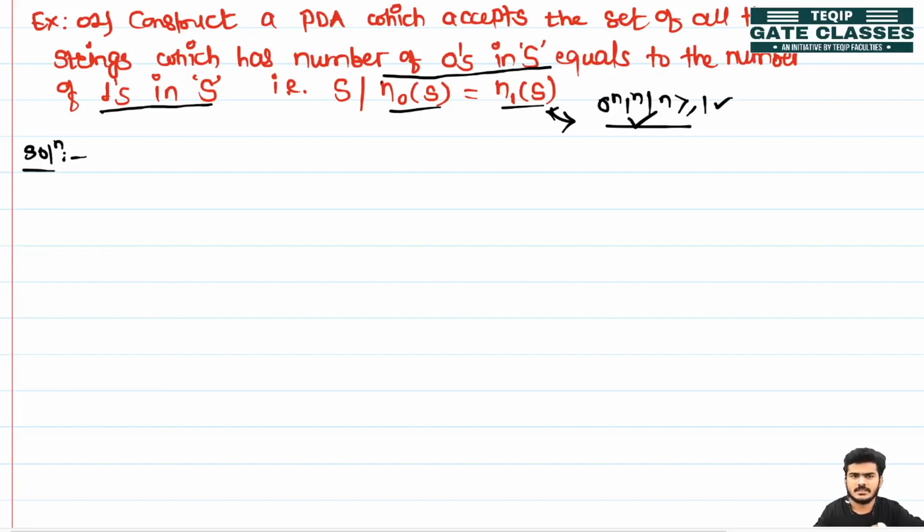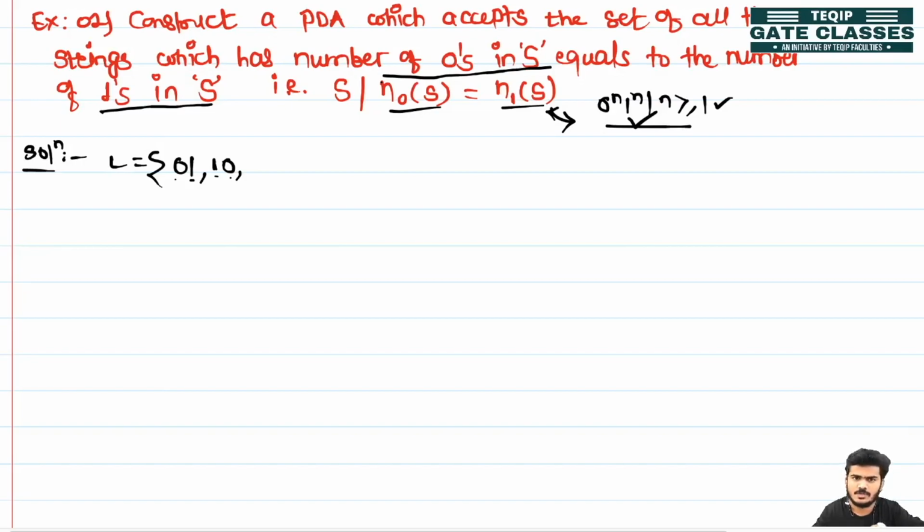But in this one, the string may start with 0 and end with 1, or start with 1 and end with 0. The only condition is what? The number of zeros in the string should be equal to the number of ones in the string. So how many zeros are here? 1. How many ones are here? 1. So that should come in any order, but it should be equal.